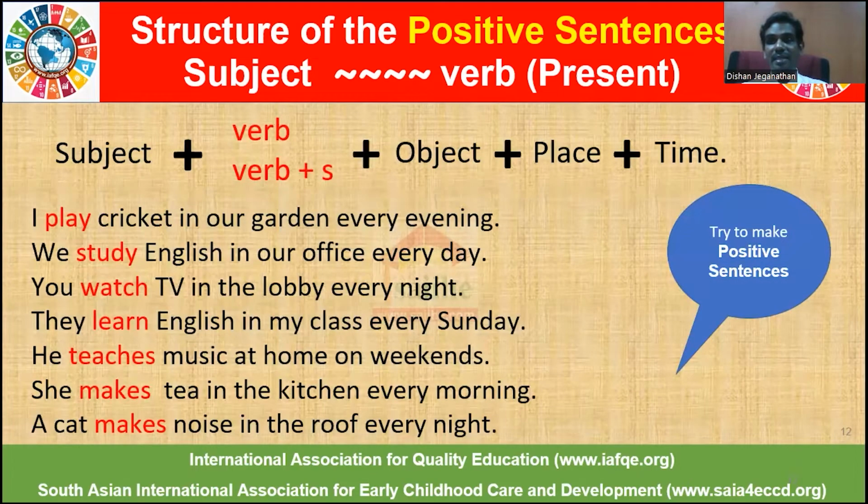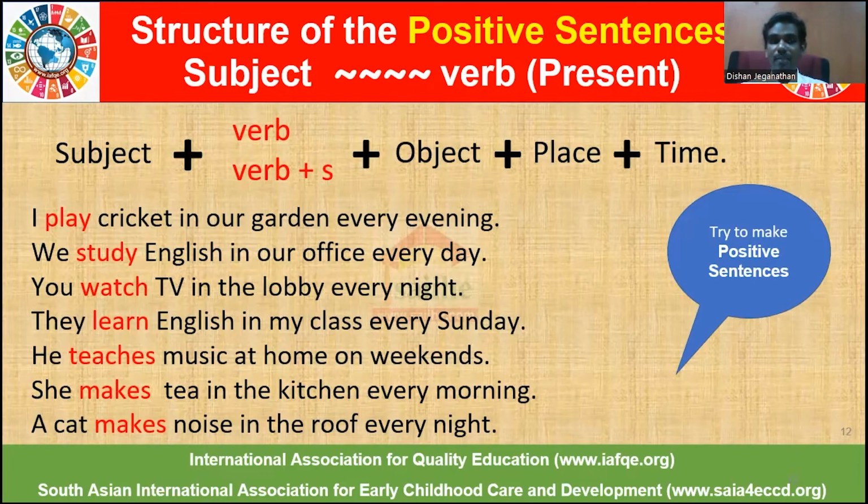Let's look at some examples so that we could get a clear picture of the form. I play cricket in our garden every evening. I refers to the subject. The action, that is the verb, is play. Since I is a first person singular subject, we use play. The object is cricket. In our garden every evening explains the place and time.